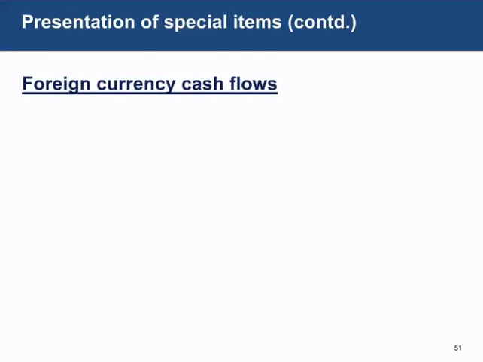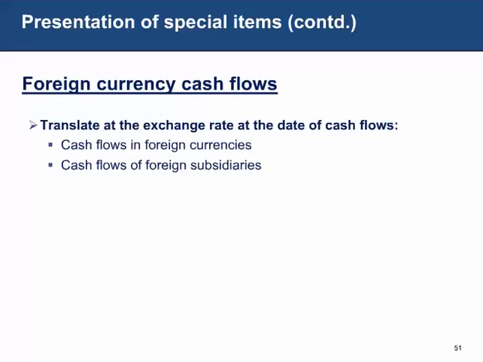So the second item in presentation of special items is foreign cash flows. In this scenario, we translate at the exchange rate at the date of cash flows, that is, cash flows in foreign currencies and cash flows of foreign subsidiaries. So basically friends, in case of foreign currency cash flows, to present them in our cash flow statement, we translate those foreign currency cash flows at the exchange rate at the date of cash flows for cash flows in foreign currencies and cash flows of foreign subsidiaries.